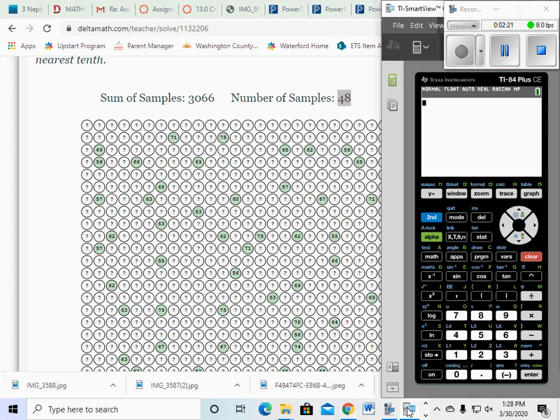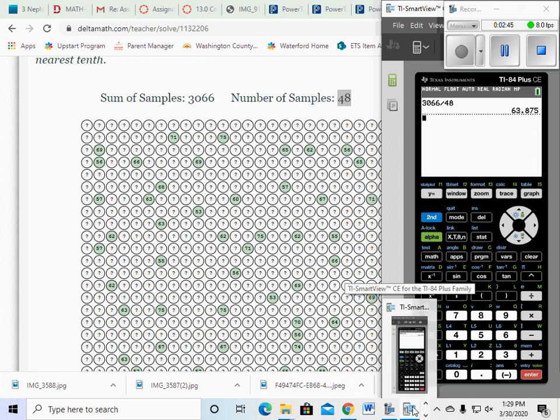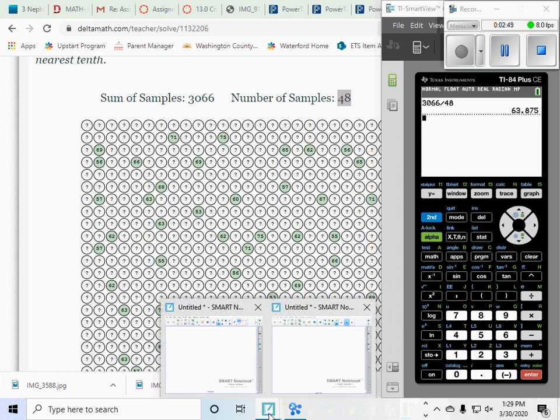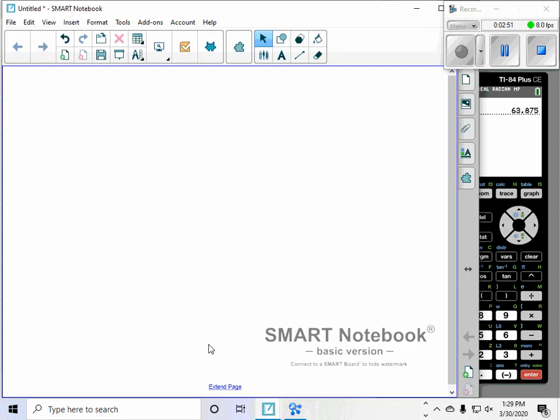So my average, I'm just going to go 3066 and divide it by 48. I mean, you can go and individually go 71 plus 75 plus 69 plus 65 and so on, but it already told us what that should be. Okay, so my average or my mean is 63.875, and I'm just going to write that here.